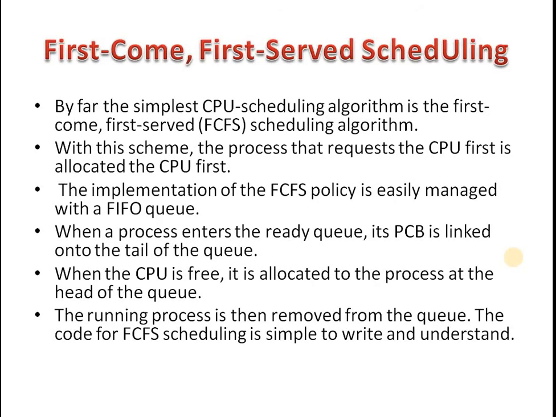The implementation of the FCFS policy is very easily managed with a first in first out queue. When a process enters the ready queue, its PCB is linked onto the tail of the queue. When the CPU is free, it is allocated to the process at the head of the queue. The running process is then removed from the queue. The code for FCFS scheduling is simple to write and understand.